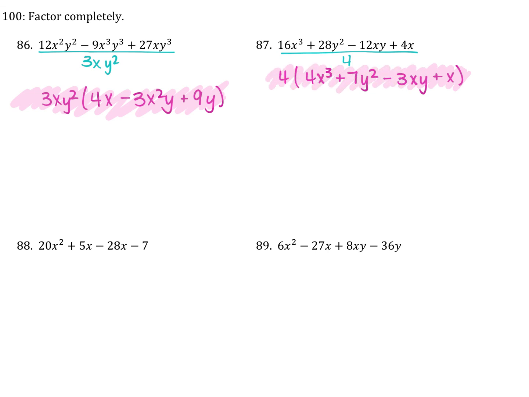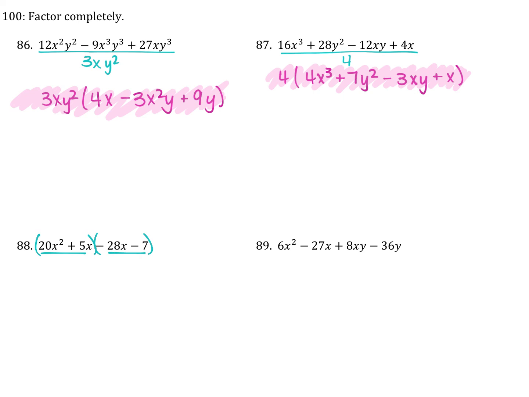For 88, you have 20x squared plus 5x minus 28x minus 7. Key indicator here, you do not have any like terms. They're not all even numbers. They're not all divisible by 5. They're not all divisible by 7. So you have 4 terms. Try to factor by grouping. Group the first 2, group the last 2. Factor out the greatest common factor from both.